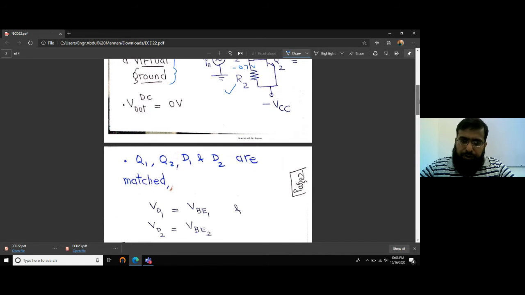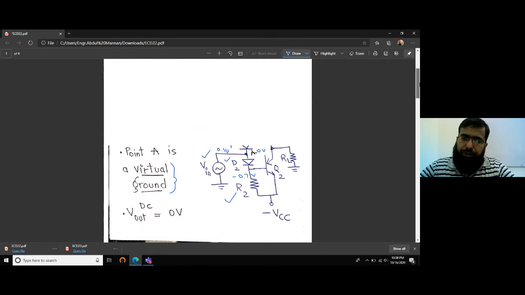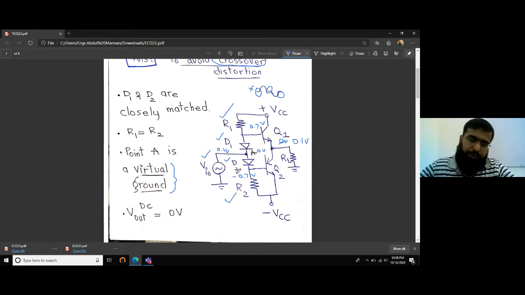So Q1, Q2, D1 and D2 are matched. Q1 and Q2 are these two transistors, D1, D2 are these two diodes, and R1, R2. So everything is matched. Q1 matches Q2, D1 matches D2, R1 matches R2.